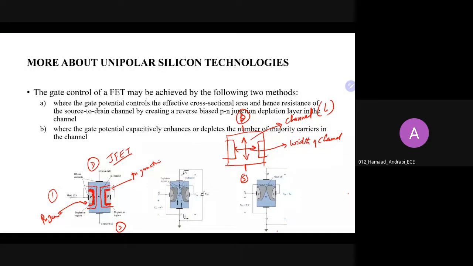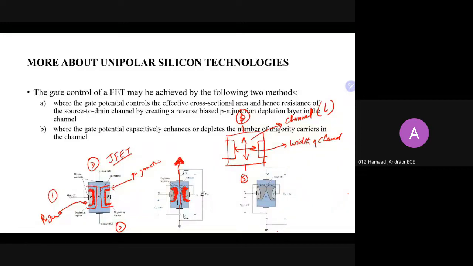If we increase the reverse bias on these PN junctions, we can observe that the width of the depletion region will increase. And if the width of the depletion region increases, then the width of the channel will decrease. Eventually, the current flowing from source to drain will also decrease.